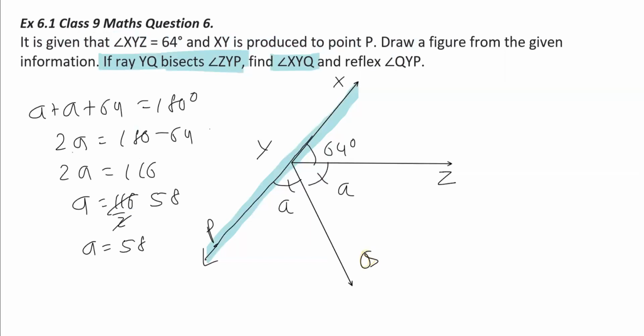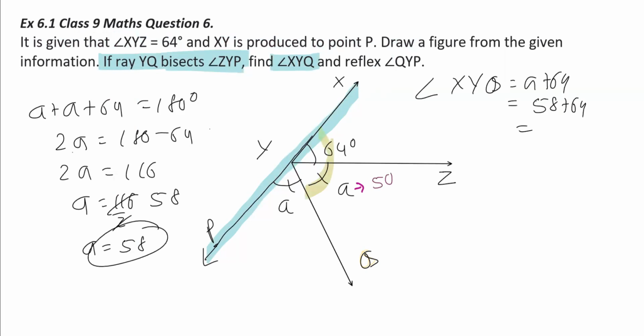So once we get the value of A, I'm writing in the figure, we got this angle A as 58. And as you know, we have to get the value of this angle, which is angle XYQ, which is nothing but A plus 64. Since we now know the value of A, we can replace A with 58 plus 64. So 8 plus 4 is 12, so this is 122 degrees, XYQ.